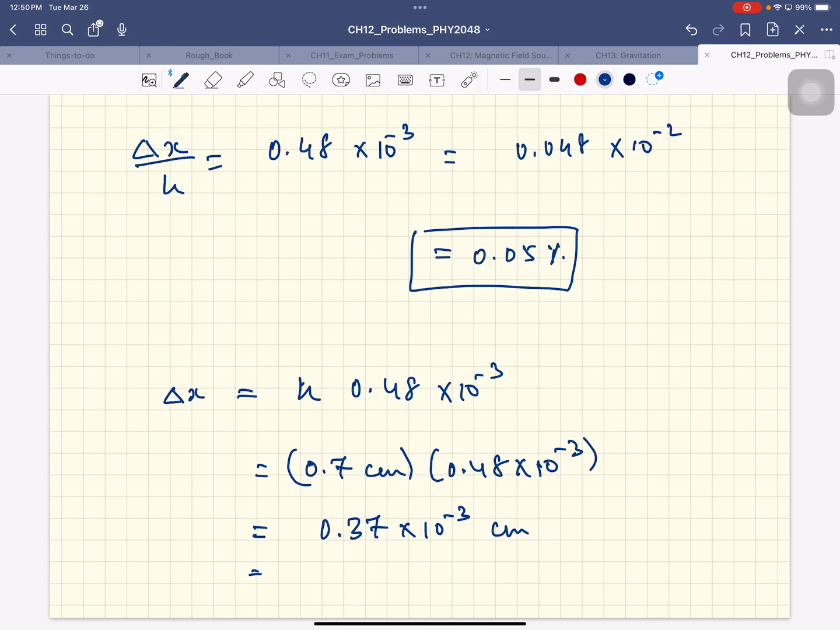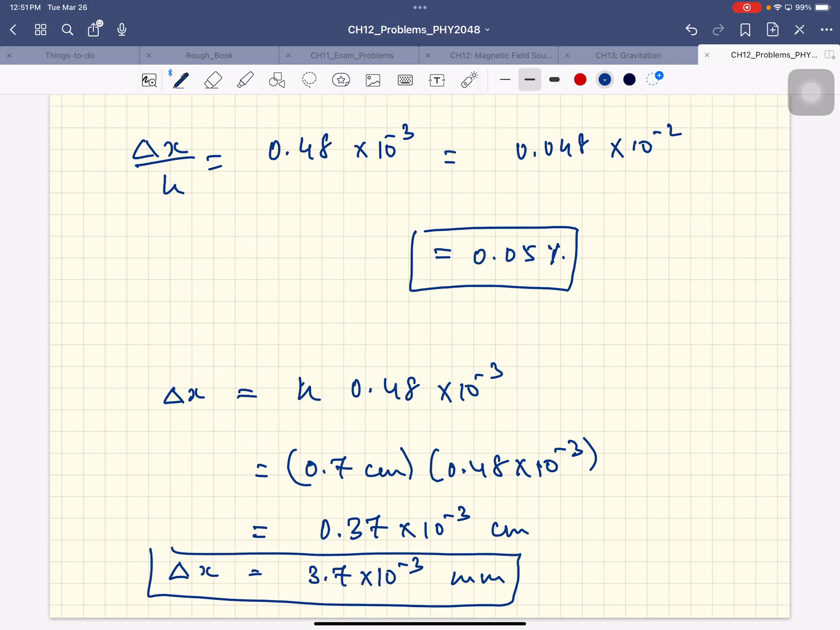Centimeters, 1 centimeter is 10 millimeters, so 4,000th of a millimeter. Okay, probably the thickness of a fine hair. That's pretty good. So did you guys understand that? The disc, the top and the bottom surface shift by the width of a hair.